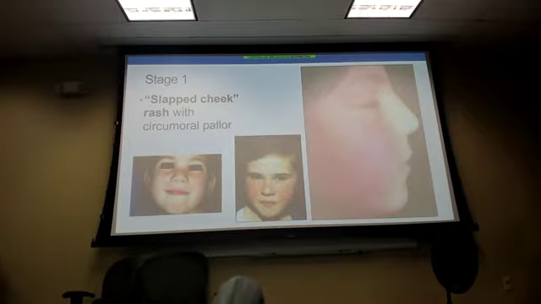What else do you think when you see something that looks like this? Lupus. Where does lupus also affect again? The kidneys. Good.